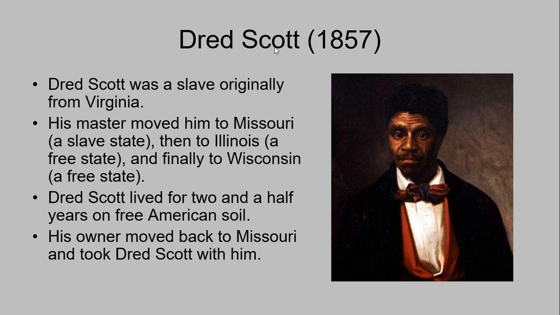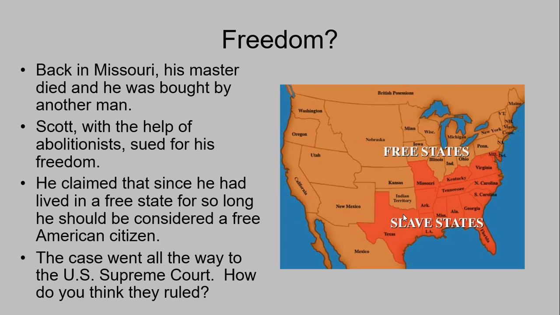Dred Scott was born as a slave in Virginia, and the guy that owned him moved from Virginia to Missouri, which was also a slave state. But then he was in the army. He moved temporarily to Illinois, and then Wisconsin. He got stationed in Wisconsin. He brought Dred Scott with him, and then he lived for 2.5 years in free states. But then his owner brought him back to Missouri, a slave state, and took Dred Scott with him.